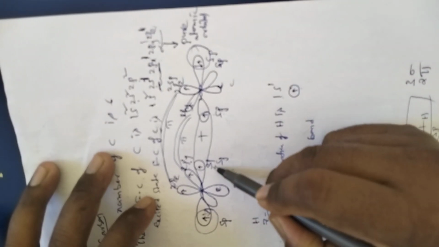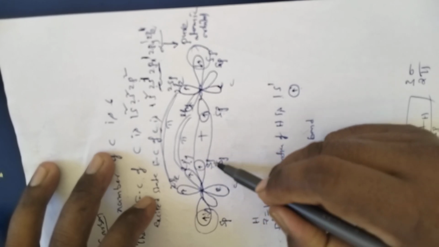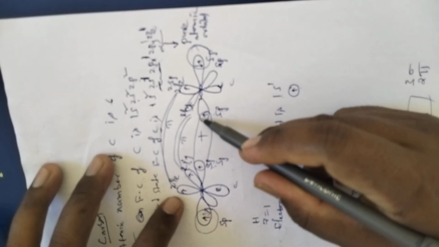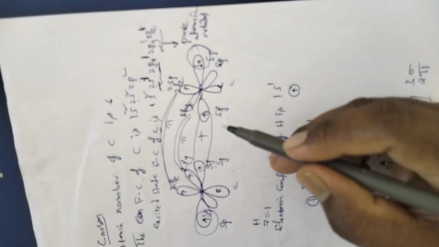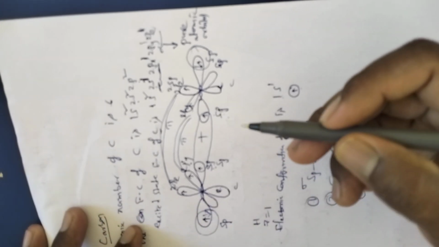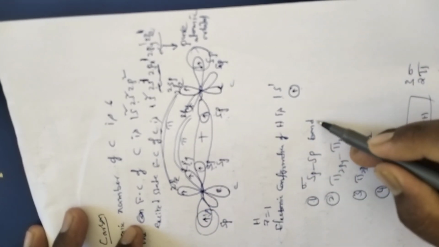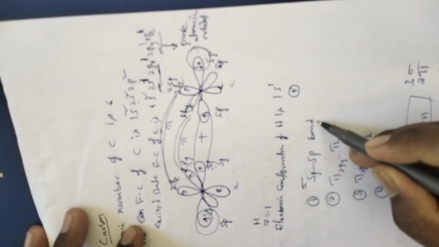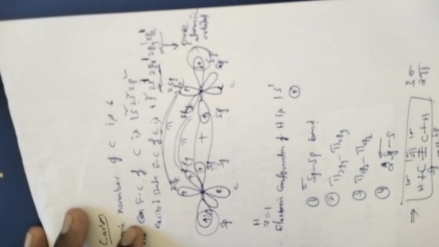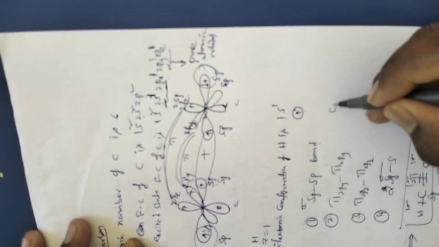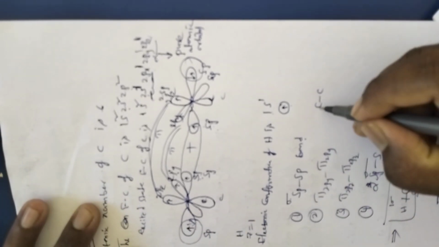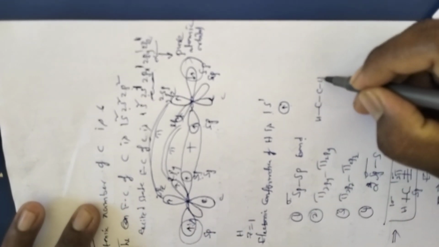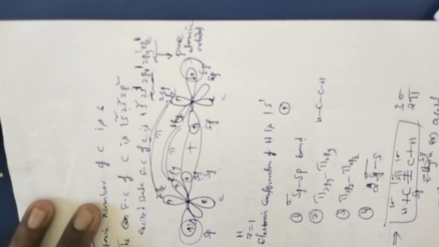Here the sp hybridized orbital of one carbon atom is linearly overlapping with the sp hybridized orbital of another carbon atom to form a sigma sp-sp bond. That means between carbon and carbon one single covalent bond is formed, and between carbon and hydrogen one single covalent bond is formed.